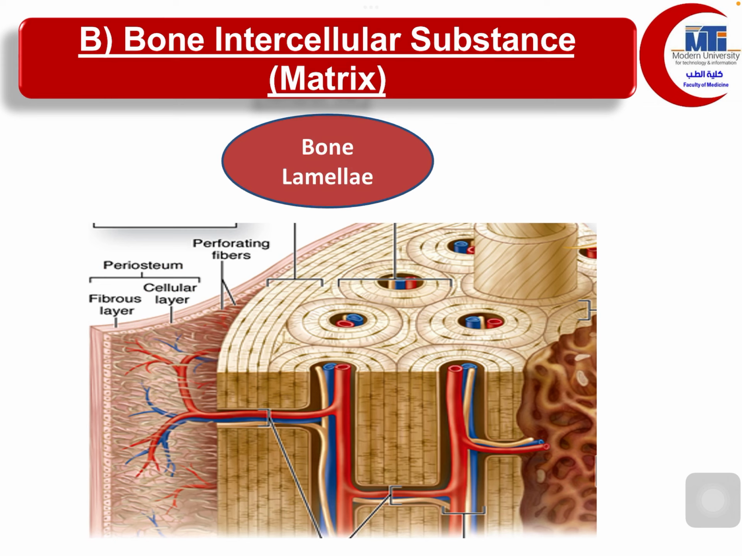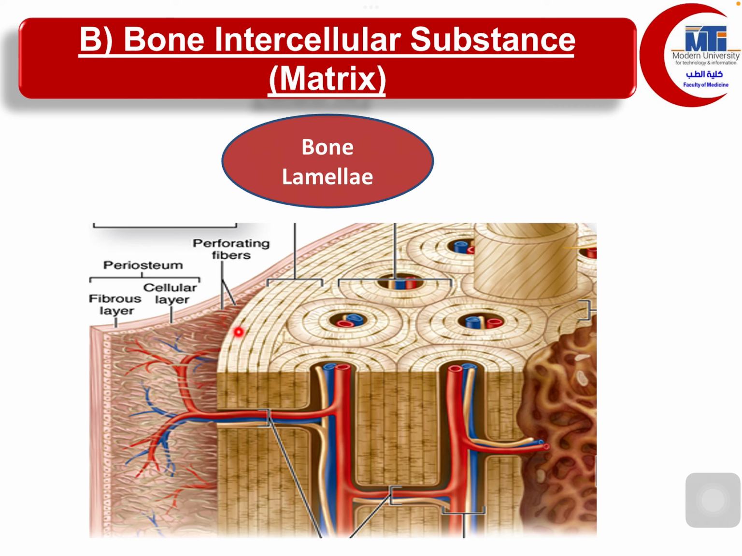When we see a microscopic section of the bone tissue, we will find that the bone matrix is added in the form of different lamellae, or different layers above each other. So these layers are called bone lamellae. So the addition of bone tissue or bone matrix is in the form of different layers, which are termed bone lamellae.